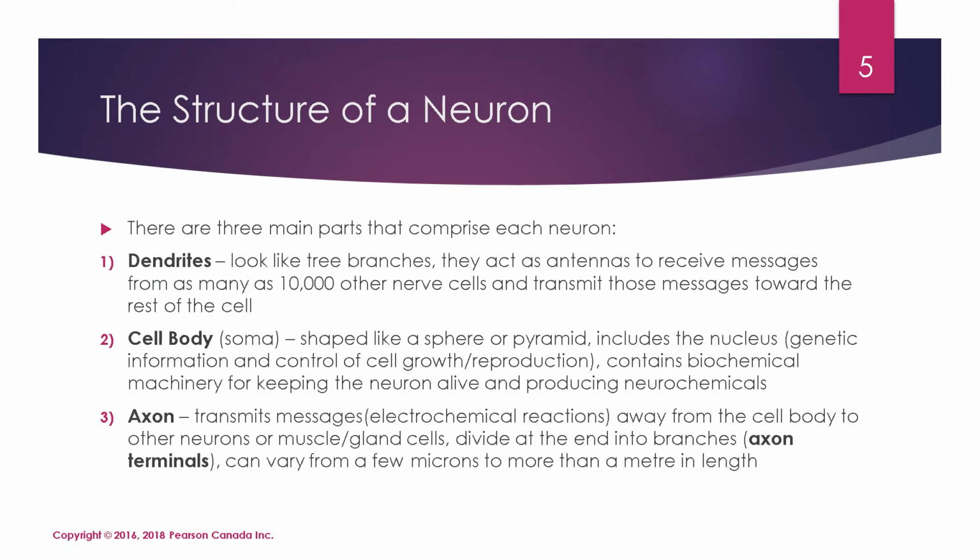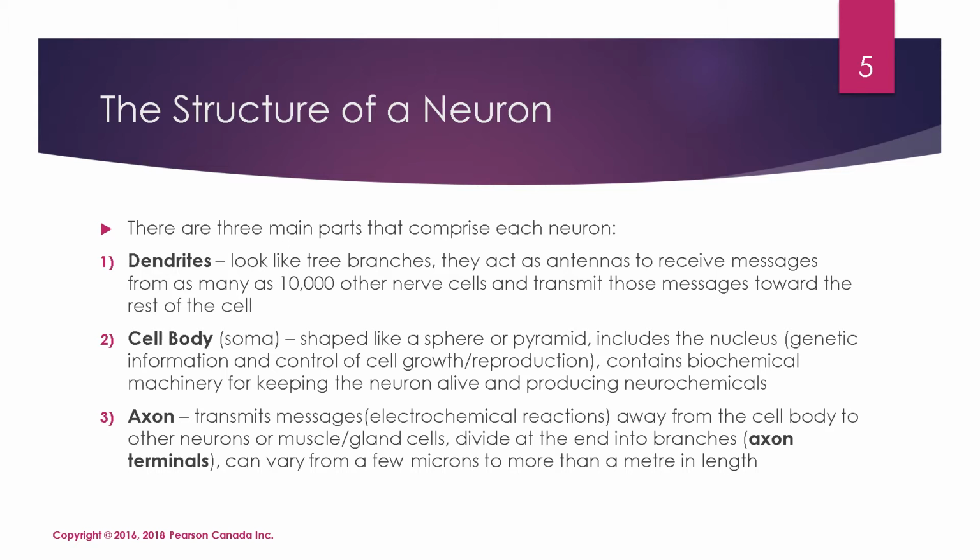So there are three main parts that comprise each neuron. So we do have those dendrites that I was just talking about. They look like little tree branches. They act as antennas to receive messages from as many as 10,000 other nerve cells. And then they transmit those messages back to the remainder of the cell. So basically they take in those signals from the neighboring cells, and they're able to then send them down that axon to the axon terminals and pass those impulses on to the next neuron in the line. So they form a chain reaction essentially, and we'll get into that in a little bit.